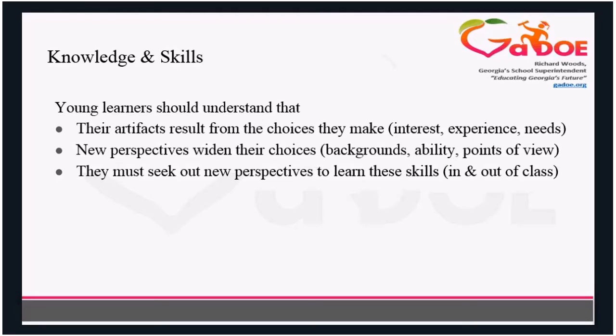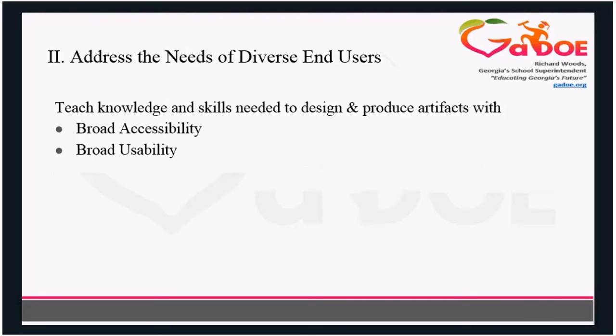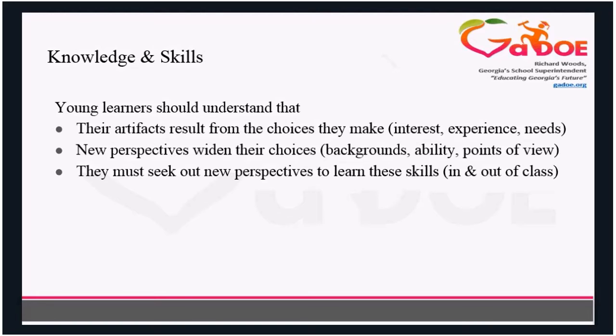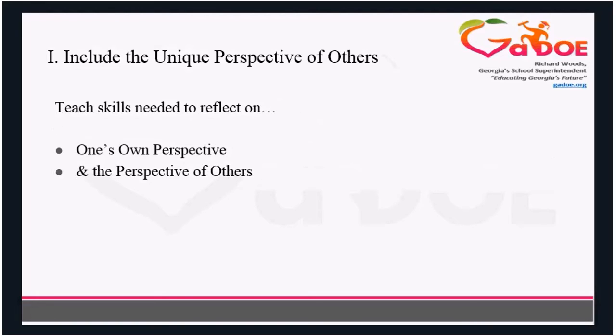But what most often happens, and tomorrow when you're in class, just remind yourself in your classroom, do all the students look very, very similar? Are they the same race? Are they the same ethnicity? Are they the same age level, right? So our schools are structured in a way to where this third piece here is very difficult to do in schools. So just keep that in mind as we think about these topics. So number one was including the unique perspective of others.